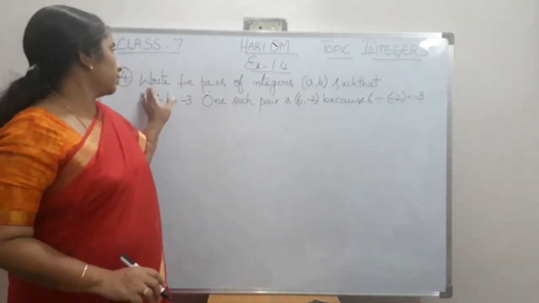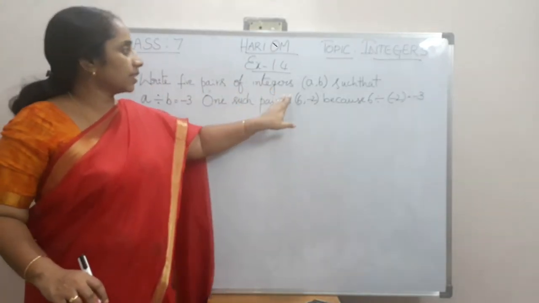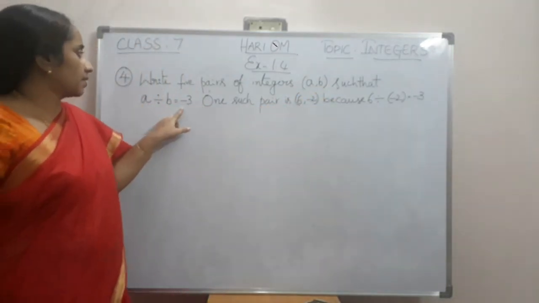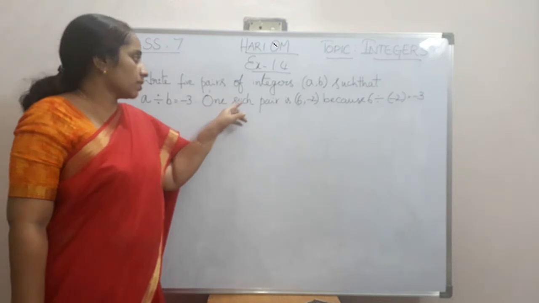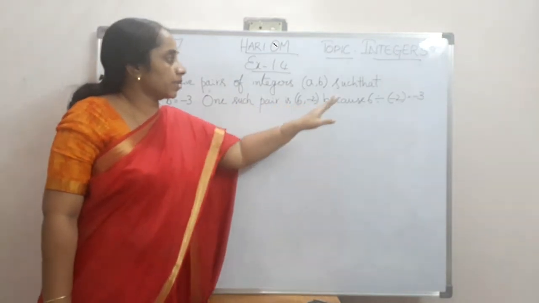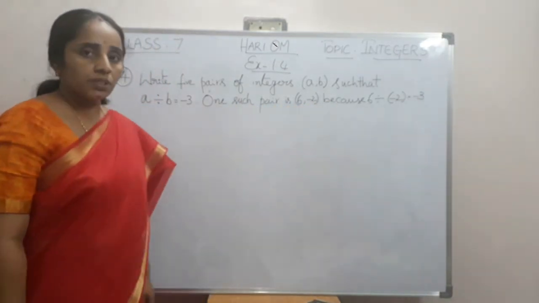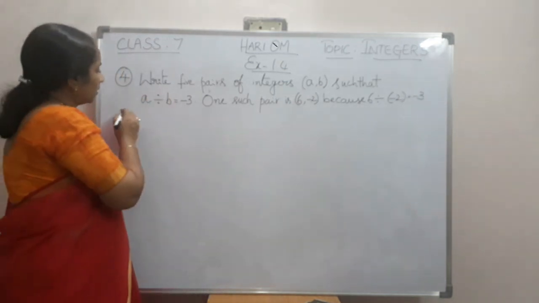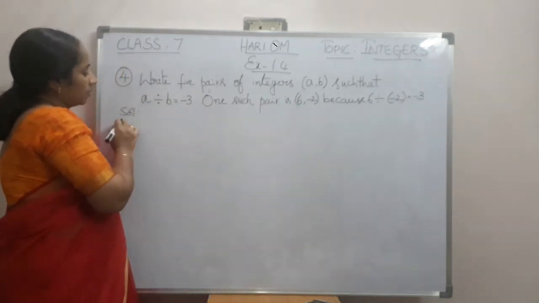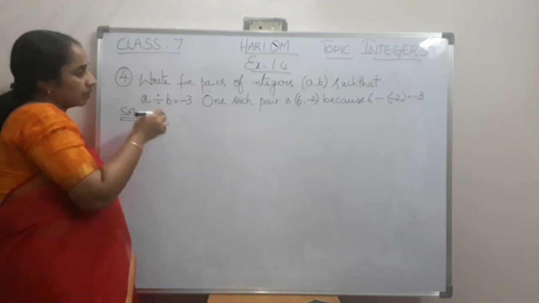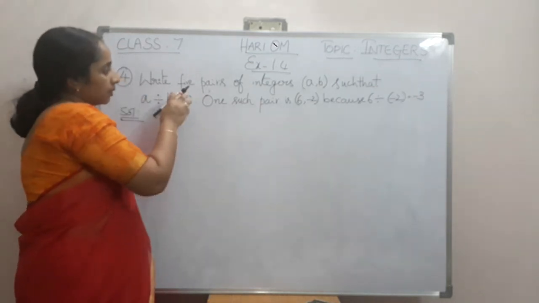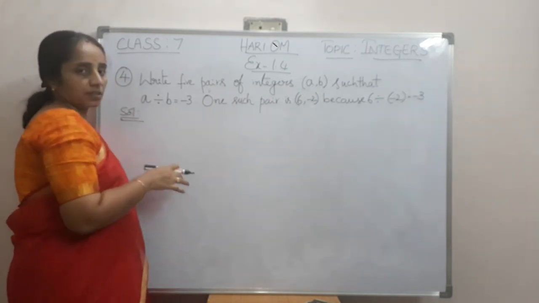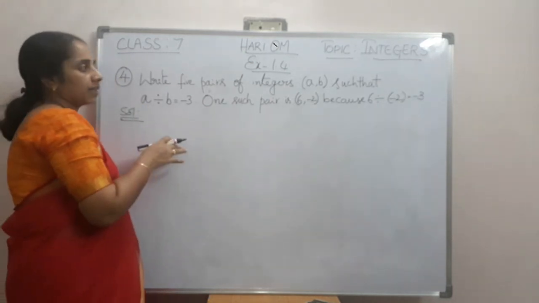Here in this problem, write 5 pairs of integers a comma b such that a divided by b is equal to minus 3. One such pair is 6 comma minus 2, because 6 divided by minus 2 is equal to minus 3. So here the result should be minus 3. You have to write 5 such pairs.